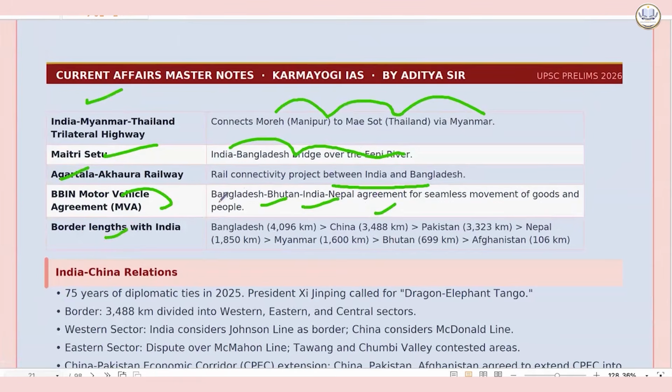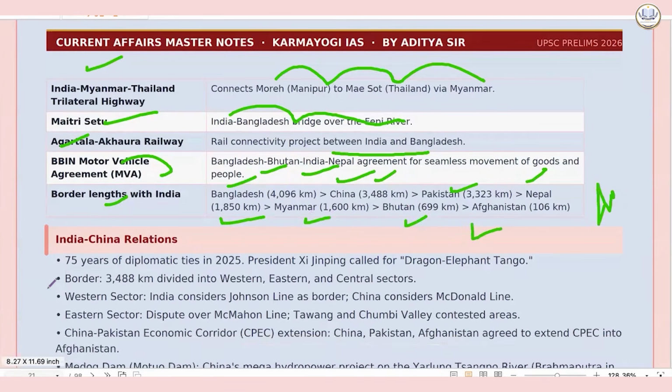Border lines with India. Bangladesh is the longest at 4,096 kilometers, then China 3,488 kilometers, Pakistan 3,323 kilometers, Nepal 1,850 kilometers, Myanmar 1,600 kilometers, Bhutan 699 kilometers, Afghanistan 106 kilometers, the current POK.